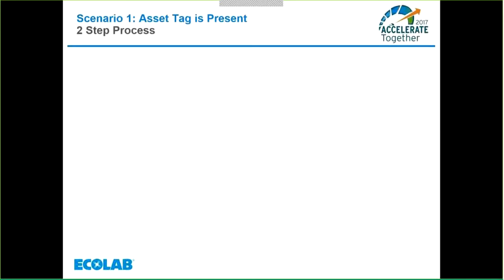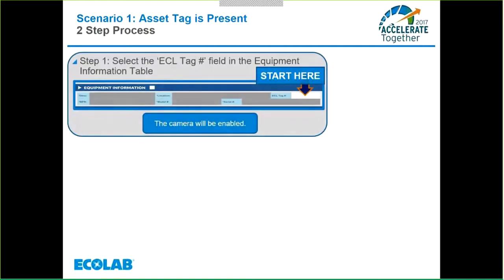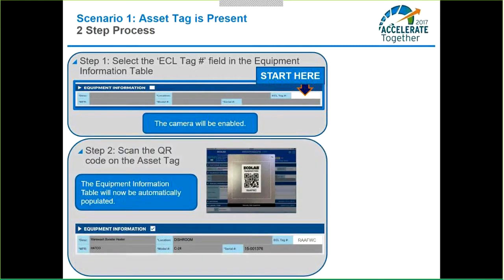Scenario 1. An asset tag is present on the piece of equipment you are servicing. This is a simple two-step process. Step 1. Select the ECL asset tag field in the equipment information table highlighted here. When you do this, the camera will be enabled. Step 2. Scan the QR code on the asset tag.